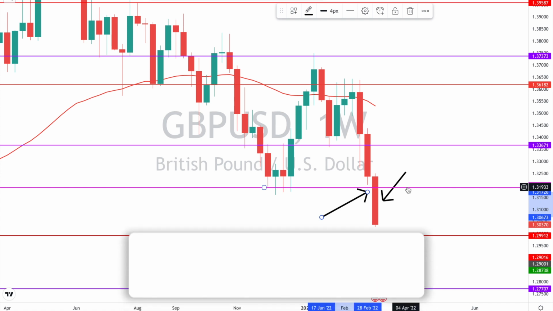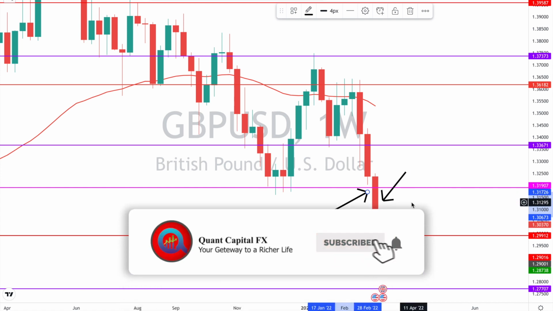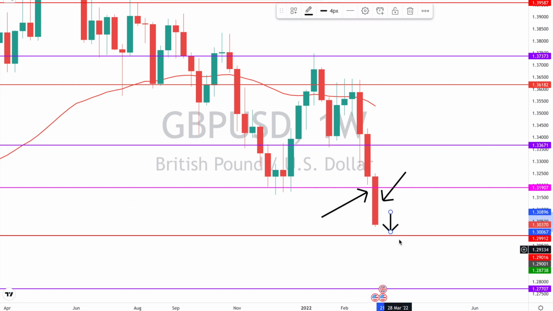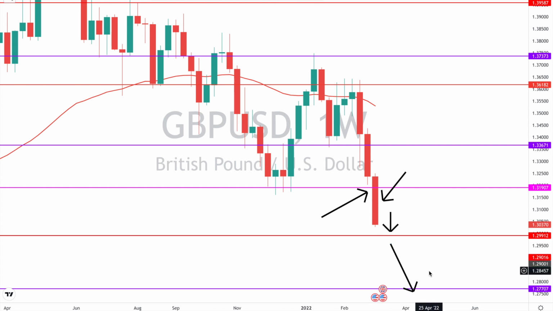So at this point, we expect this downtrend to continue, at least to test this daily level right here. However, considering the current momentum, the price may easily continue its move right to this weekly level right here. So guys, once again, we establish a bearish bias on this pair on the given time frame. And with that being said, let's move on to the daily time frame to see a more detailed picture.